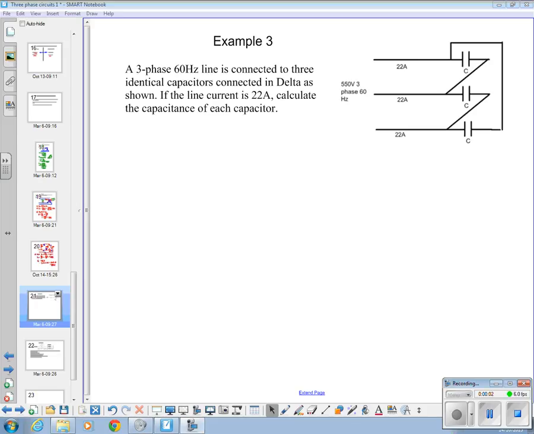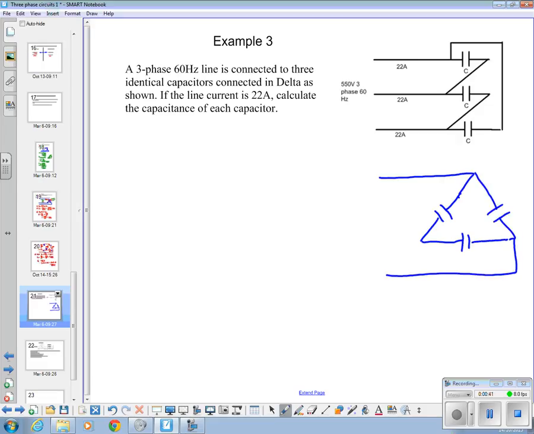A three-phase 60 Hertz line connected to three identical capacitors connected in delta, as shown. Although they don't look like it, those capacitors are effectively connected in delta. You might want to just draw them in delta. That's a common way to see them drawn on electrical schematic diagrams.